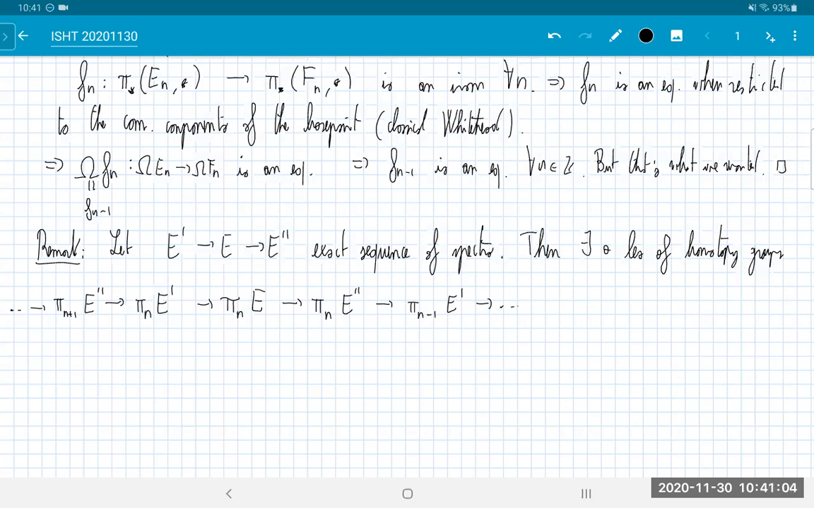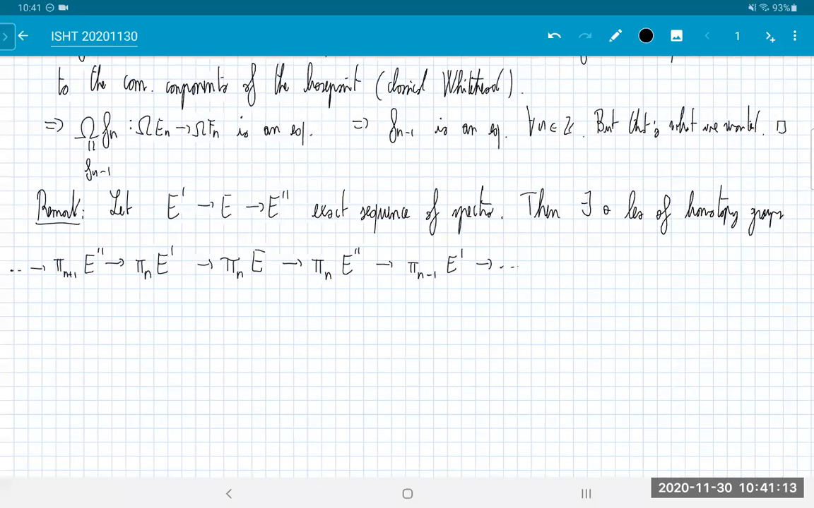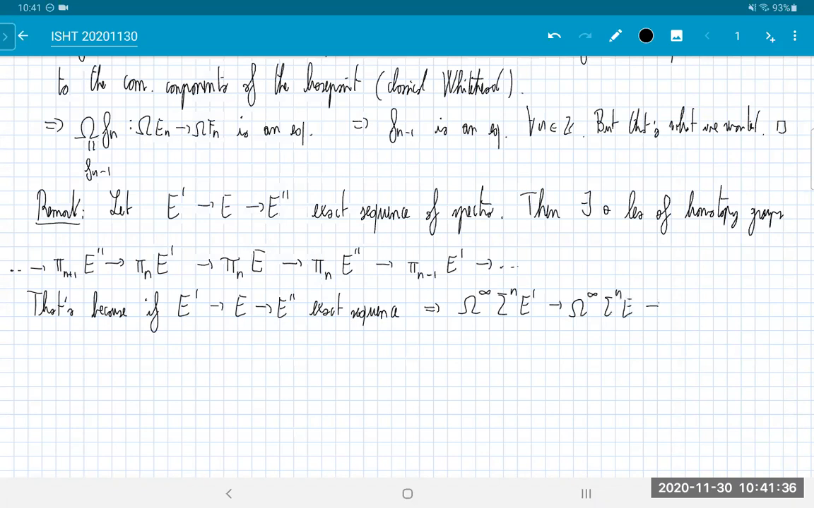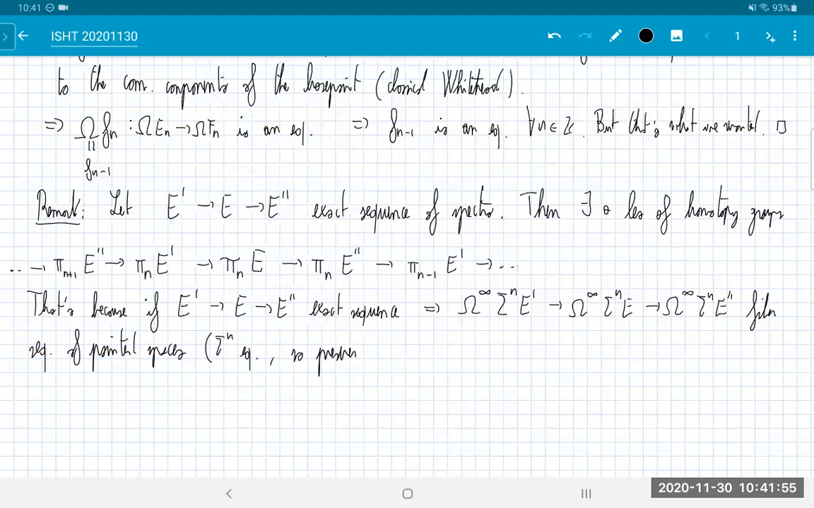Don't say all of them, because you could contrive some examples, but it's ultimately the source of most of the long exact sequences you know. And that's because if E', E, E'' is an exact sequence, then Ω^∞ Σ^n E', Ω^∞ Σ^n E, Ω^∞ Σ^n E'' is a fiber sequence of pointed spaces. That's because Σ^n is an equivalence and so preserves exact sequences, and Ω^∞ is a right adjoint, so preserves pullback squares.